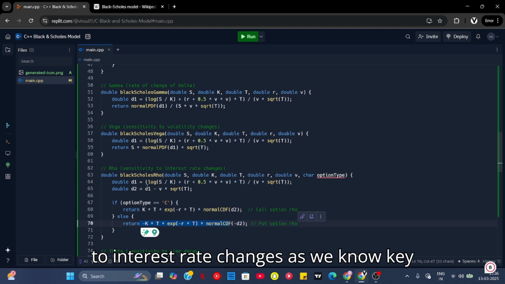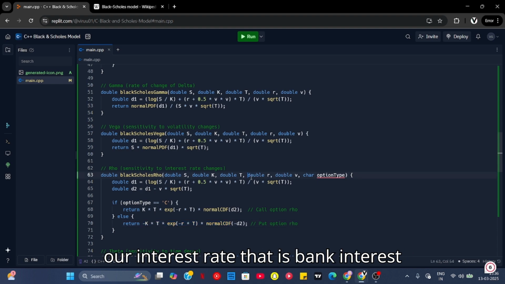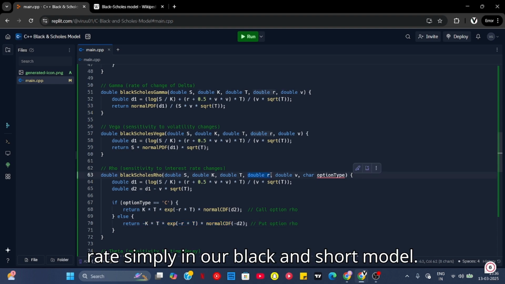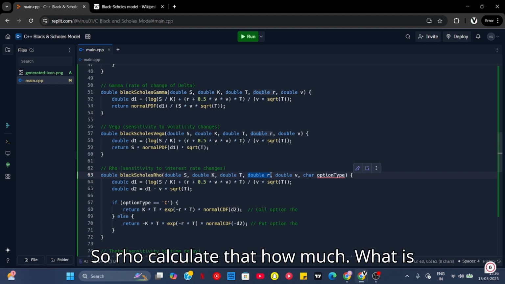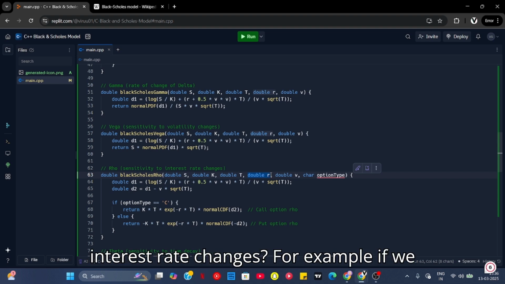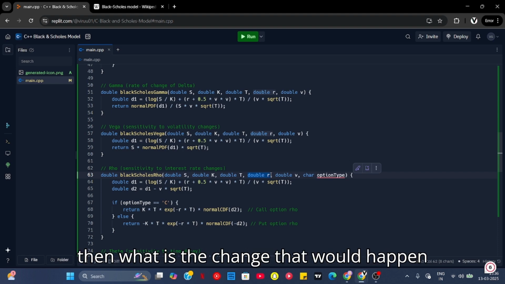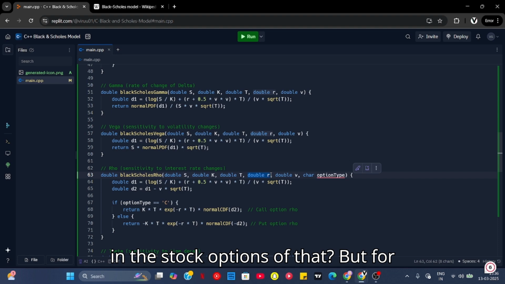Rho is sensitivity to interest rate changes. As we know, an important parameter in our Black and Scholes model is R, the interest rate, that is, simply the bank interest rate. So rho calculates the sensitivity to changes in the interest rate. For example, if it is at 6% and it changes to 7%, what is the change that would happen in the stock option?